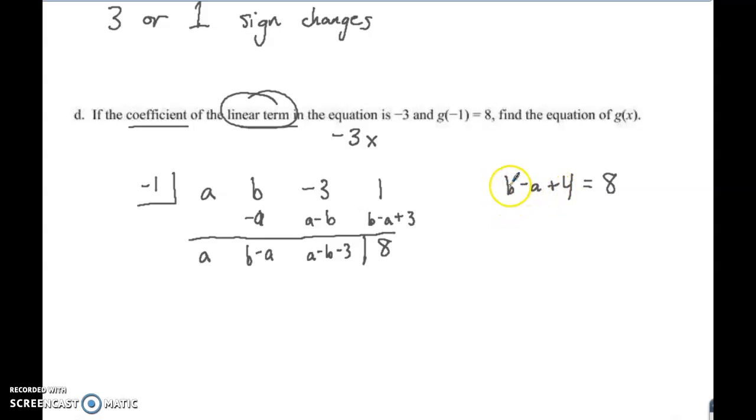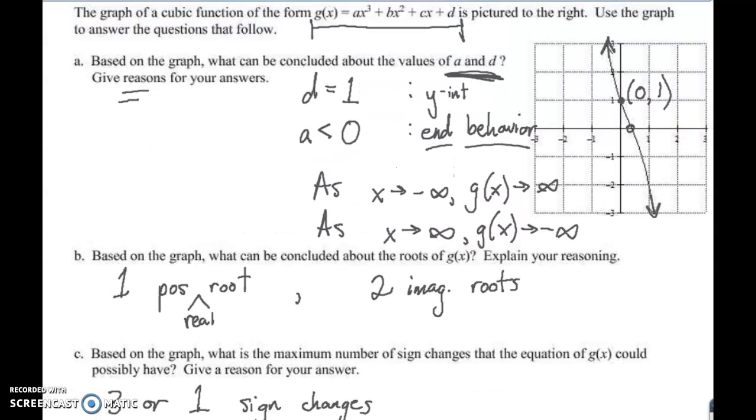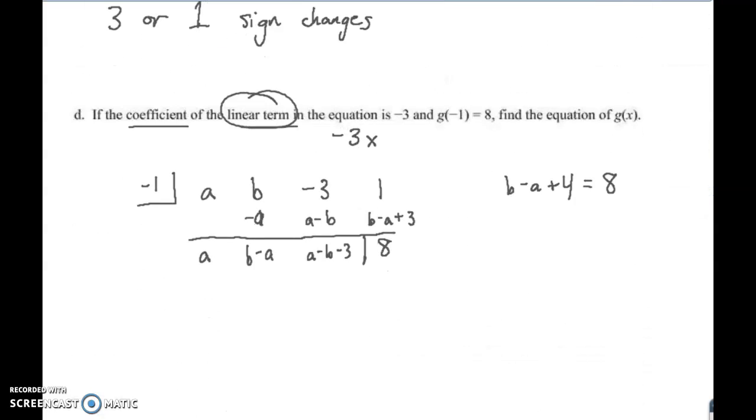We have 2 variables, 2 unknowns with 1 equation. So there must be another clue somewhere in the problem, and I don't know if you noticed, but we already used this clue to figure out that d equals 1. I'm looking for another place where it clearly crosses at a definite ordered pair in the problem. I would say it definitely crosses at 1, negative 2 on that graph. So I can use that.